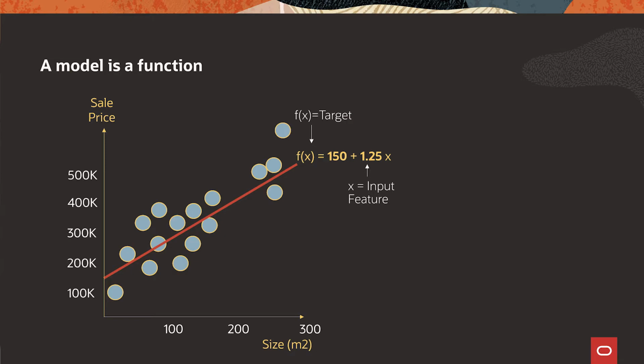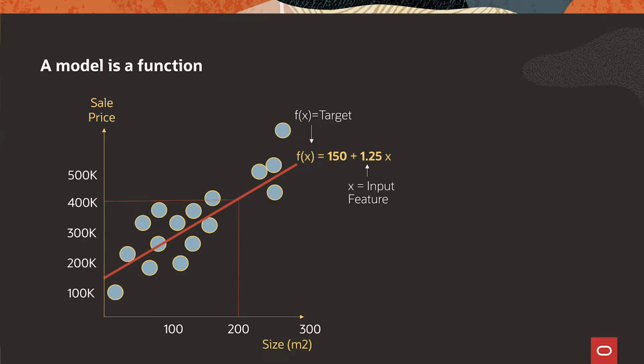We can now go to the prediction phase. And let's say we have a house that's 200 square meters and we want to know its expected sales price. Now our function tells us that the house will be around 400,000. So you see how a model generalizes from example data and is then able to predict values for new data.